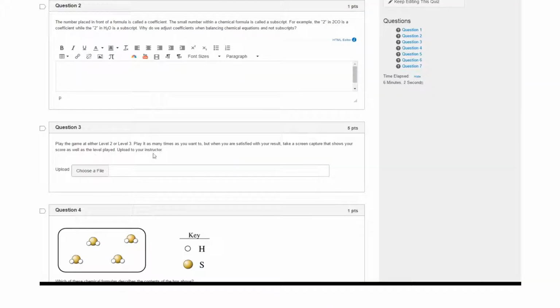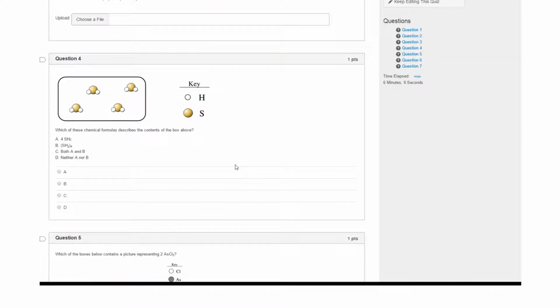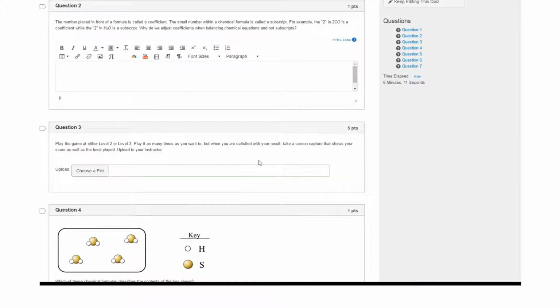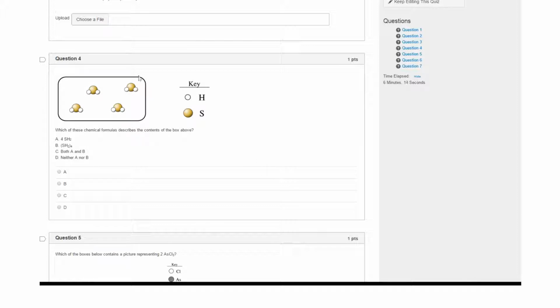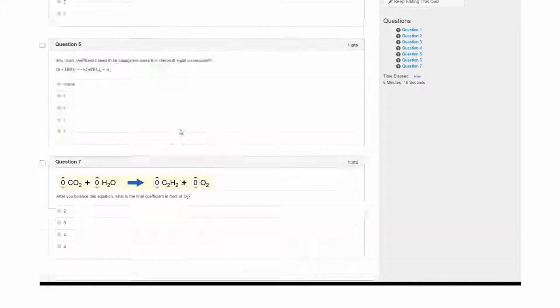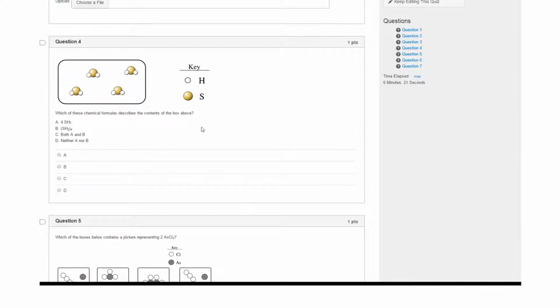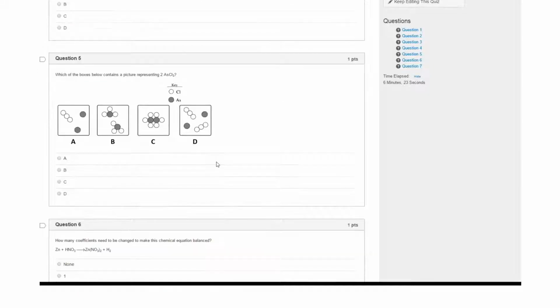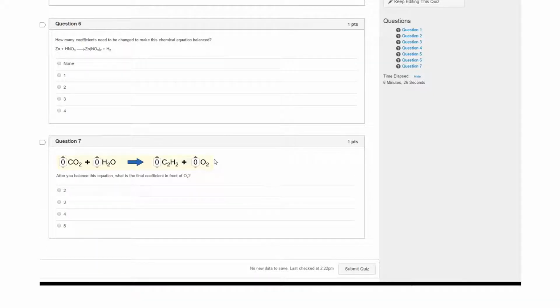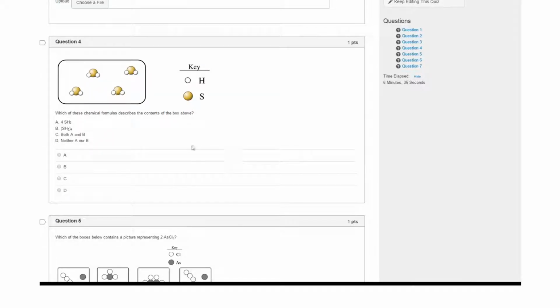Once you've played the game, again, you can play it as many times as you want until you're satisfied with your result. Once you are satisfied, go ahead and take a screen grab. That's going to get uploaded to your instructor. That's where you're going to get your points for that particular question. Okay, questions 4, 5, 6, and 7 build on what you've learned from the simulation. So you're welcome to keep on playing with the simulation in answering these questions, but you should have built enough information and have enough understanding of chemical equations, coefficients, and subscripts in order to answer the remaining questions in the activity.